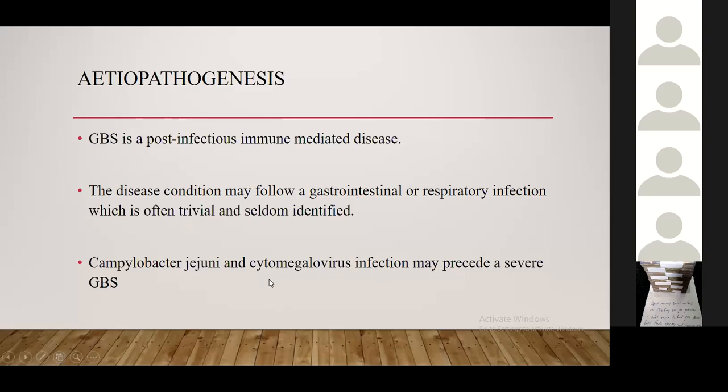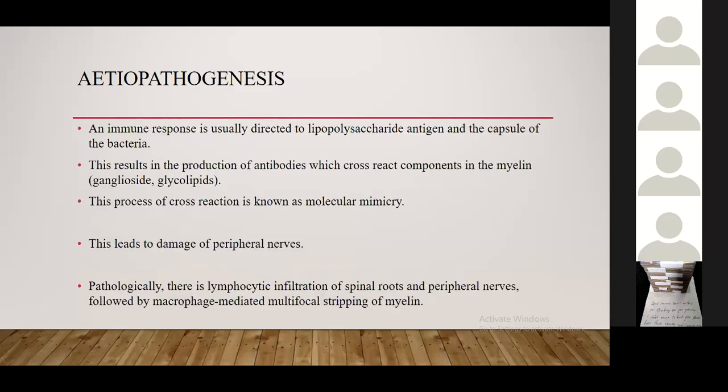People would tend to have this, and once they have these, what happens is that this infection, these organisms, would produce antigens. Your body would respond to these antigens by making antibodies. But the thing is that the antigens that these organisms are producing look similar to some of the antigens in the myelin sheath. So the scientific term is called molecular mimicry.